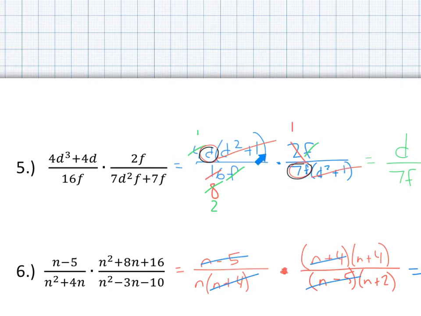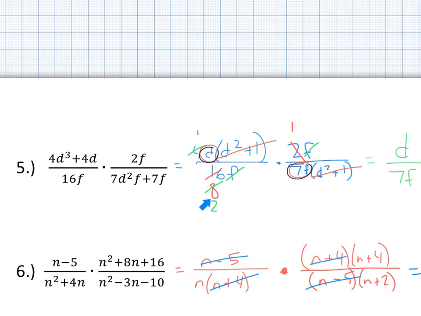The D squared plus 1's cancel. I've got, what did I do? I did a 2 cancels the 16, right? It makes the 2 becomes a 1, the 16 becomes an 8. Then I did the 4 cancels with that 8 and becomes a half.